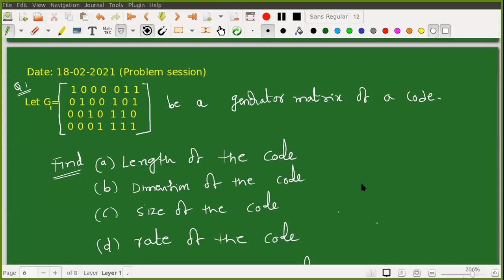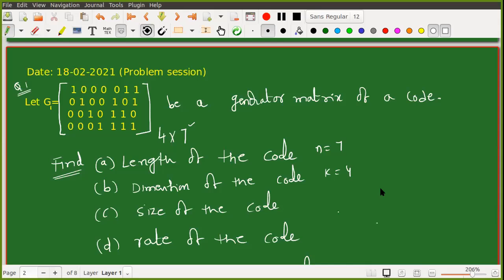Shruti? So the length of the code is 7. So how do you know that it is 7? So I looked at the generator matrix. Very good, so you came to know by the size of the matrix, right? By looking at the size of the matrix, it is 4 cross 7. So 7 gives the length of the code, and the dimension of the code is 4. So n is equal to 7 and k is equal to 4.